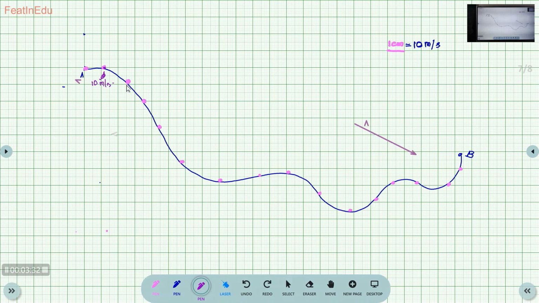And when the car is here also, its speed is 10 meters per second. But when the car is here, its speed is 15 meters per second. And when the car is here, its speed is 20 meters per second. Okay? And when the car is here, it is 30 meters per second. Can you feel the motion of the car?